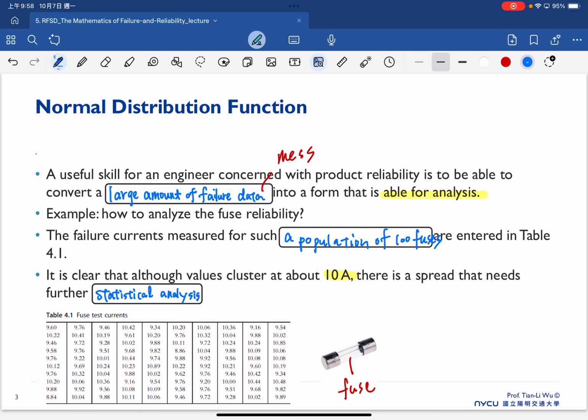So now you probably get a little sense of why we need statistical analysis, because if we just purely collect the data in the table shown here, we cannot do anything. A large amount of data sometimes looks messy, and we cannot do further analysis. So we definitely need to convert the data shown in this way to another form that we are able to analyze.